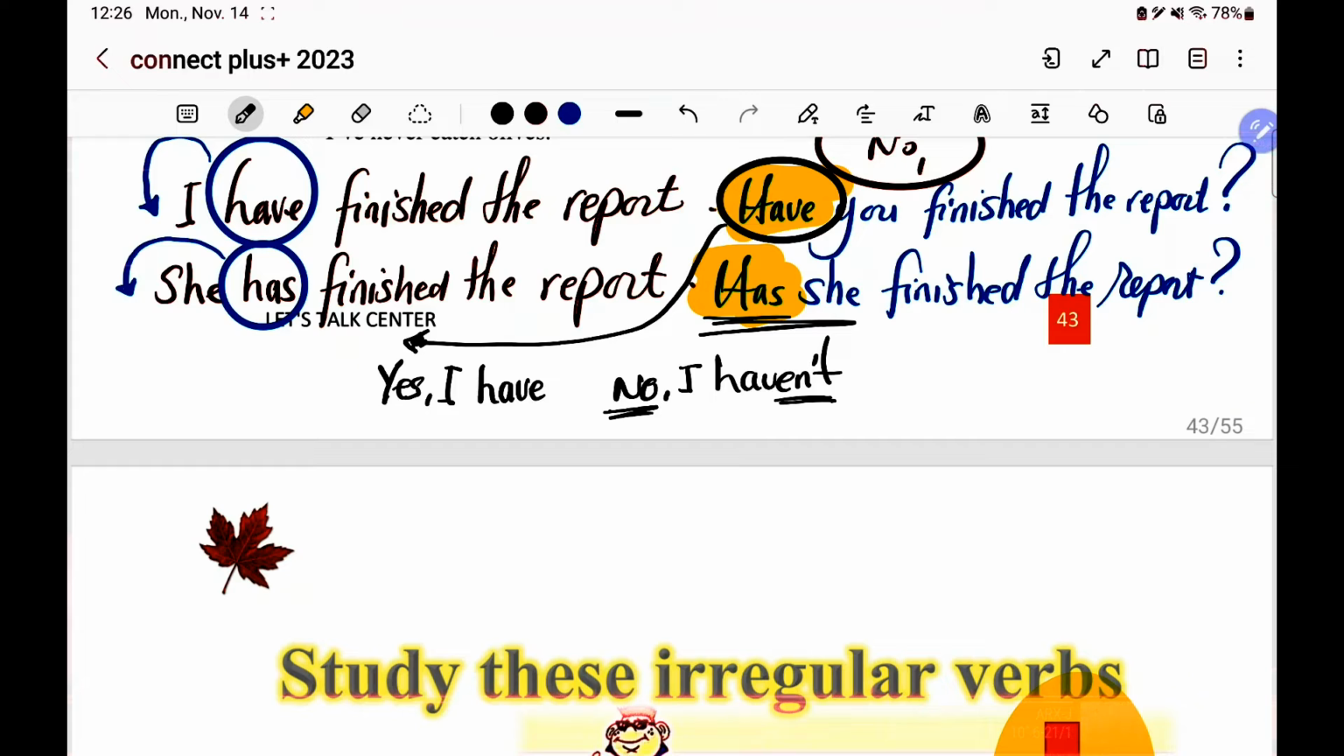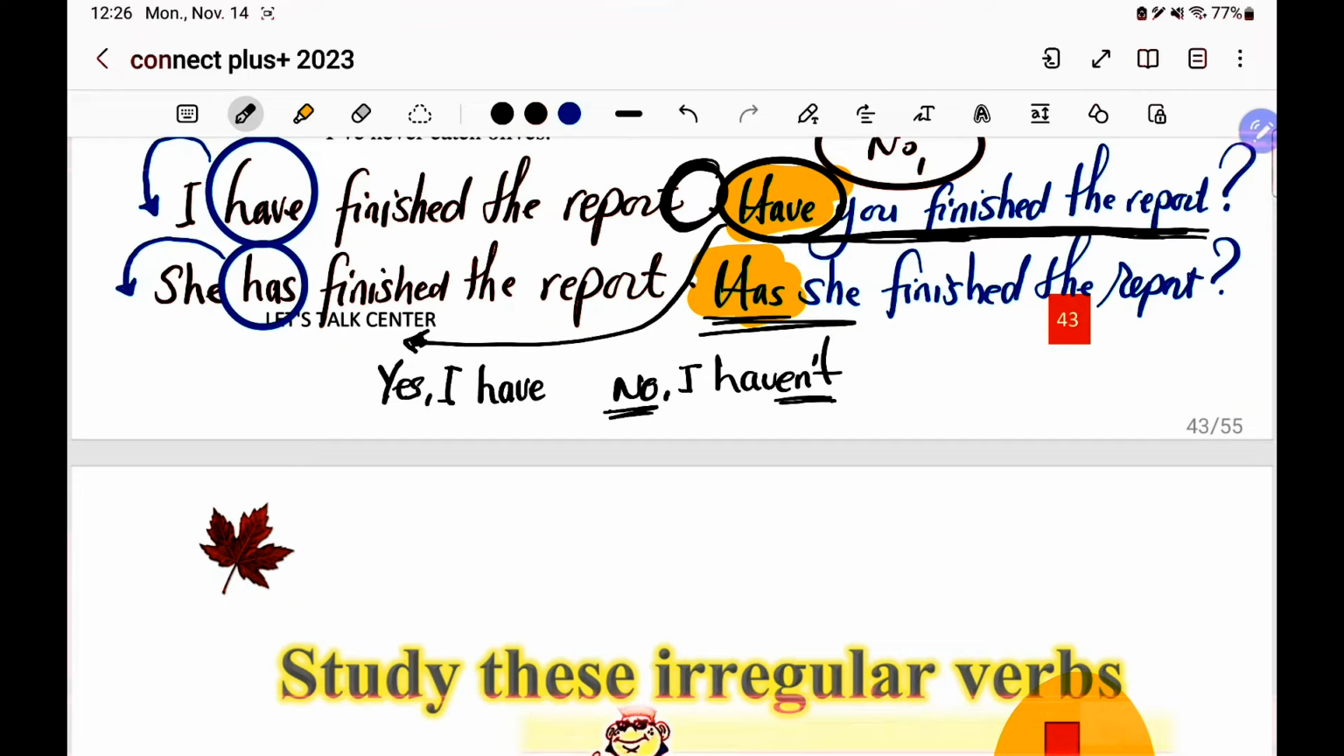WH question, guys, we are looking for more details. يعني احنا عايزين تفاصيل أكتر. Okay. So this is how we form a WH question. Have you finished the report? الفورمولا دي هي اللي أنا هستخدمها زي ما هي كده. أنا هبدأ بس بال question word هنا.